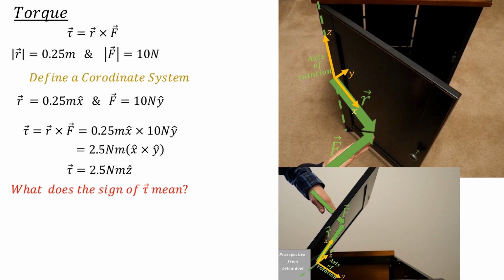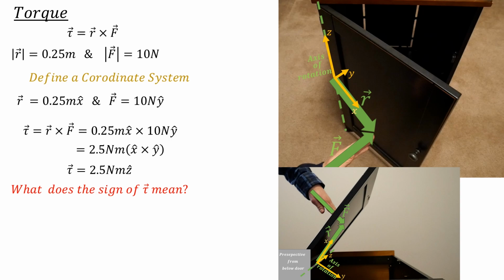In translational motion, the sign of a vector indicated if the vector was pointing right or left, up or down, or into or out of the page. The sign of rotational direction tells us counterclockwise or clockwise with respect to our axis normal to the plane of rotation. To figure out the rotational direction, we need to look at the plane of rotation from the perspective of the positive axis the torque vector is pointing along.